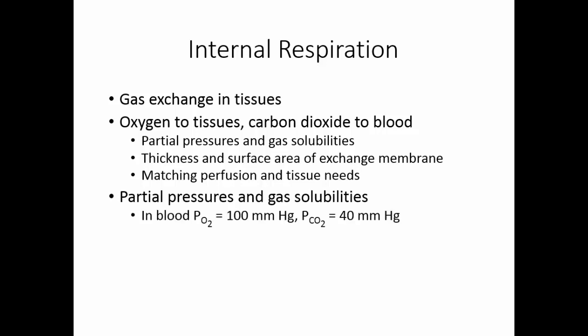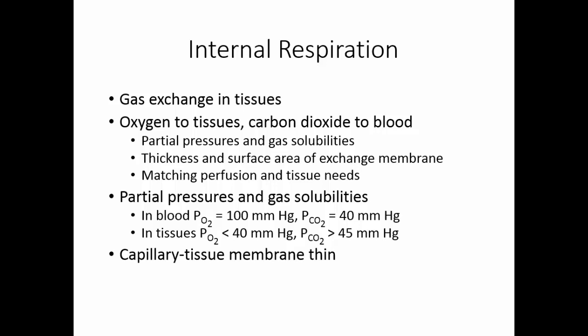In blood, the PO2 is about 100 millimeters of mercury, and the PCO2 is about 40 millimeters of mercury. In the tissues, we can't be sure exactly what it is, but we know that the PO2 in the tissues is going to be less than 40 millimeters of mercury, and the PCO2 in the tissues will be greater than 45 millimeters of mercury. Again, we have a fairly steep gradient for oxygen and a less steep gradient for carbon dioxide because carbon dioxide is more soluble than oxygen.